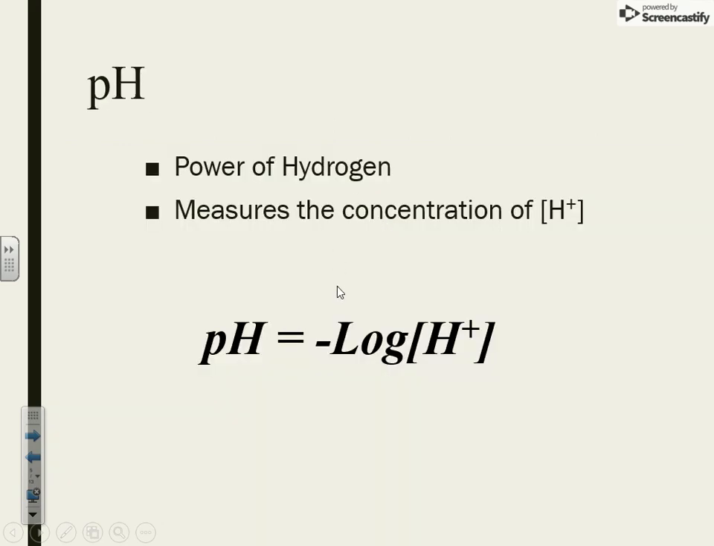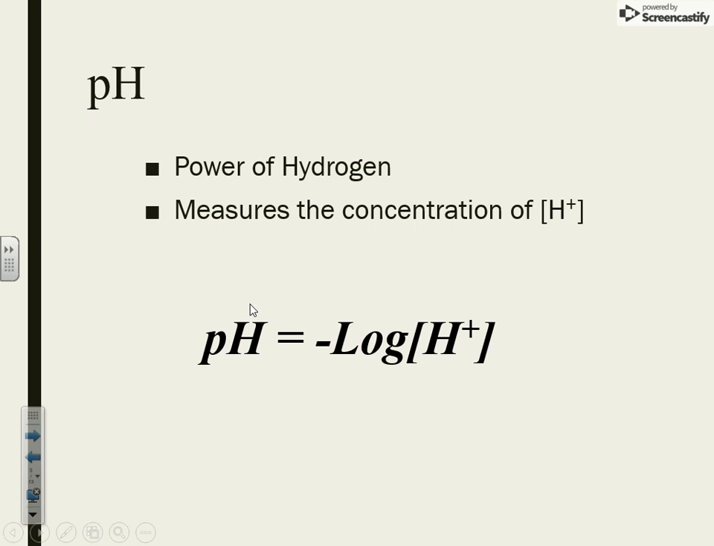So here's how we calculate pH. Remember that pH is the power of hydrogen, or the potential of hydrogen, and that this measures the concentration of hydrogen ions. Sometimes these are referred to as protons, because a hydrogen without an electron is simply a proton. Sometimes we talk about proton donors as acids. So if you ever see that, that's why they're called that.